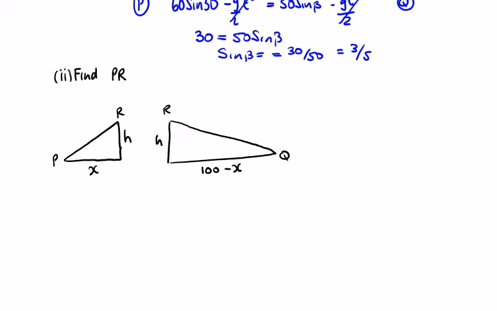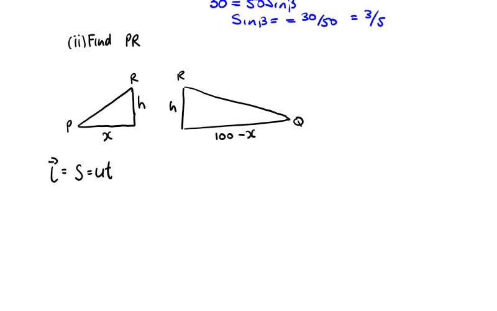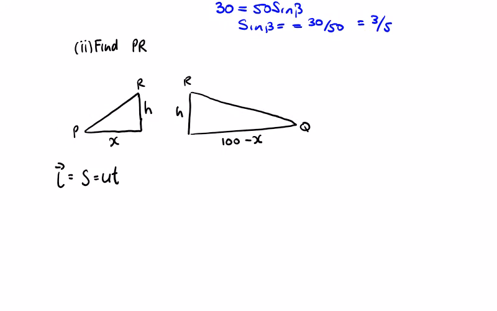So for this one here, in the I direction, we know that S is equal to UT because there's no acceleration. And the initial velocity for P is 60 cos 30. So X is equal to 60 cos 30 times T. Cos of 30 is root 3 over 2. So that's going to give me 30 root 3 times T. We should be able to form another equation now in X, and we should be able to solve for X. Then I need to get H. Then I need to get PR.